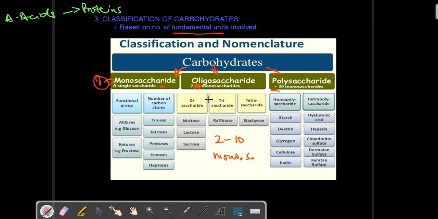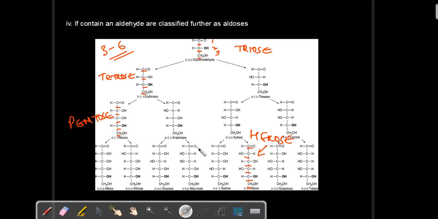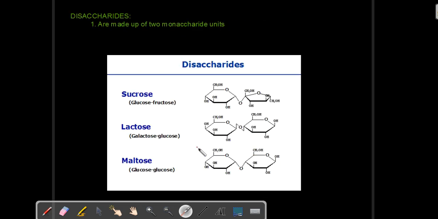2 to 10. Now an oligosaccharide which contains only two monosaccharide units is called a disaccharide. A couple of examples are maltose, lactose, and sucrose, and let's have a look at that particular slide which contains more details. So here are 3 disaccharides: sucrose, lactose, maltose. Why are they disaccharides? Because sucrose is made up of 2 monosaccharides, glucose and fructose. So this is glucose, this is fructose.